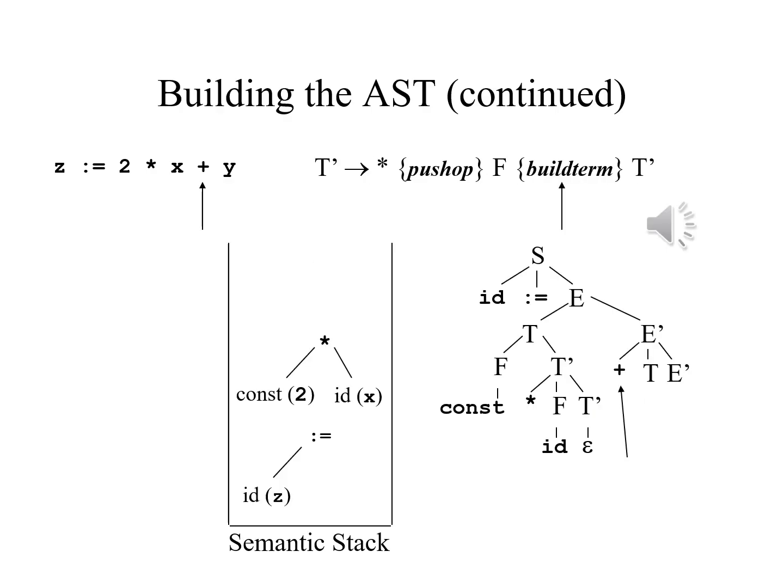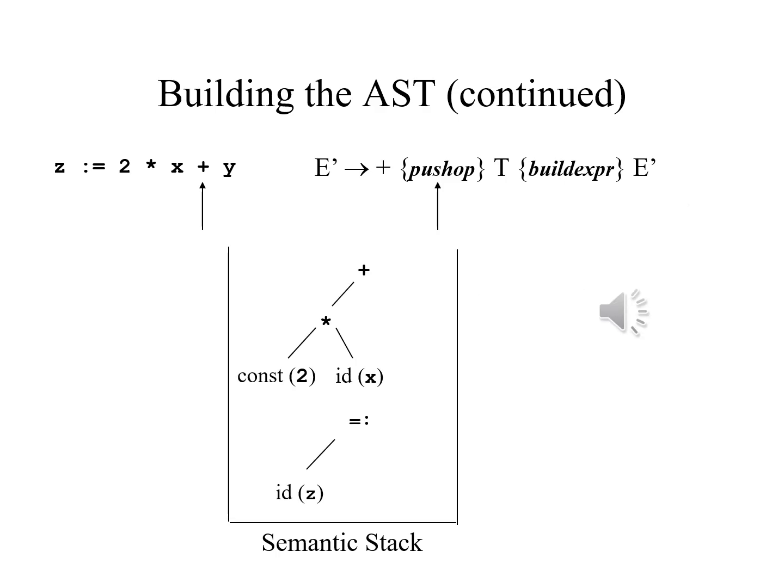Having dealt with the factor, we will now be dealing momentarily with T prime. We have T prime on one hand, and the next look-ahead character is the plus sign. What that will give us is T prime derives the empty string. You can see now where the plus sign will fit when we move on.